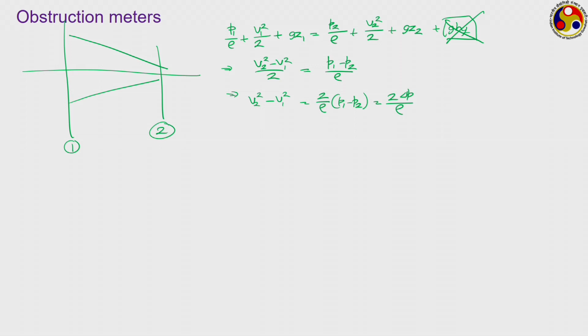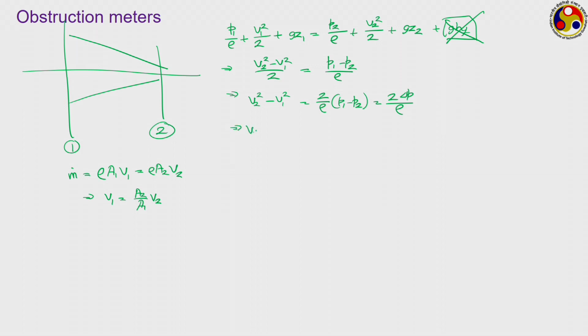Now, under steady state condition, mass flow rate remains constant. So, mass flow rate at section 1 will be equal to rho into A1 V1, and at section 2 it will be rho into A2 V2. Remember, we are considering steady and incompressible flow, so rho remains constant. Accordingly, V1 is A2 upon A1 into V2.